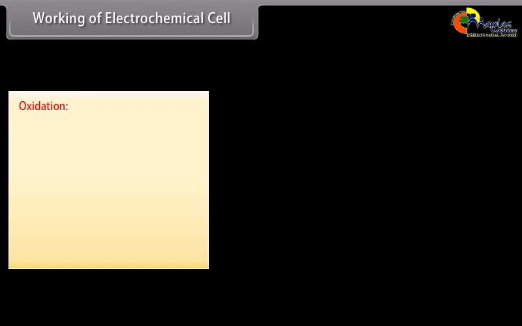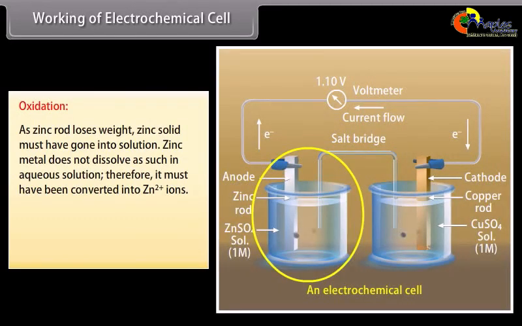Working of electrochemical cell. Oxidation. As zinc rod loses weight, zinc solid must have gone into solution. Zinc metal does not dissolve as such in aqueous solution. Therefore, it must have been converted into zinc ions. Zinc undergoes oxidation into zinc ions.